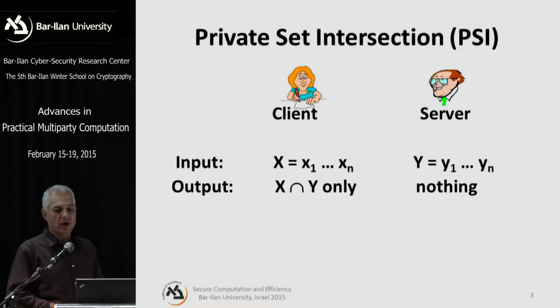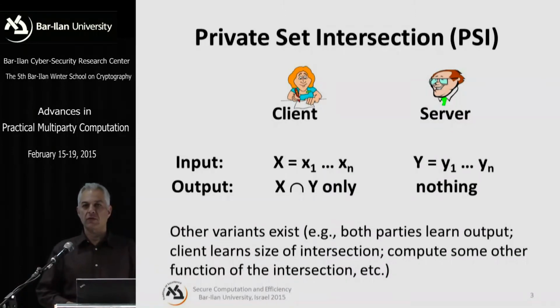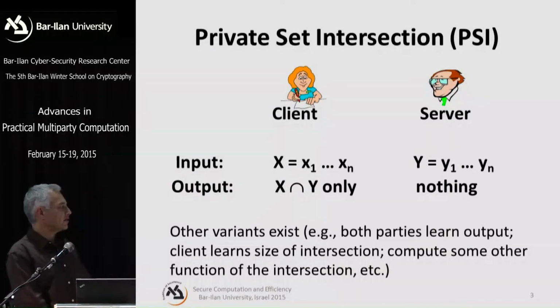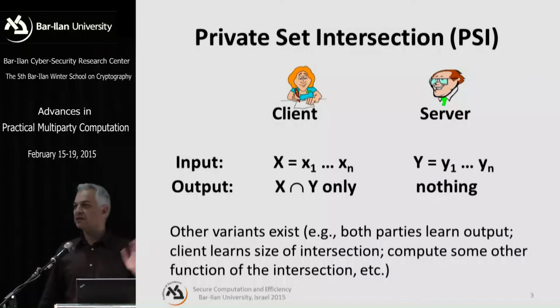So this is just one variant of the problem. We could think about other variants where, say, the two parties learn the output, or suppose they learn the size of the intersection but nothing about the inputs, or perhaps they only want to compute, say, 1 if the size of the intersection is greater than some threshold, or any other variant. But we'll focus on this specific variant for this talk.